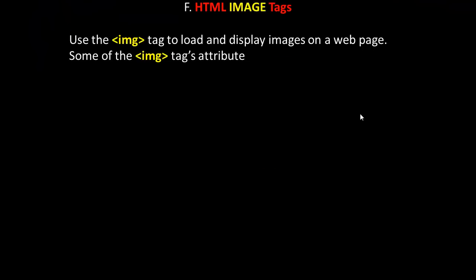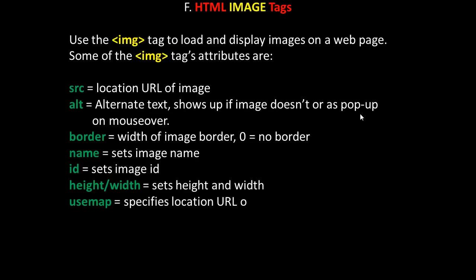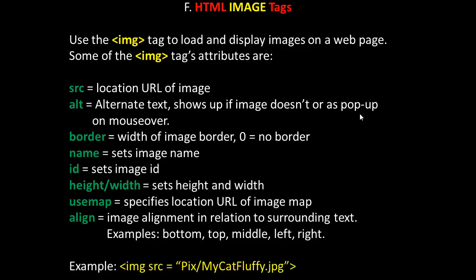Next is the HTML image tag. Use the image tag to load and display images on a web page. Some of the image tag's attributes are source, which specifies the location URL of the image, alt, which specifies alternate text, and this shows up if the image doesn't, or it can also be used as a pop-up or mouse over in some browsers. Border specifies the width of the image border, so therefore 0 would be no border.